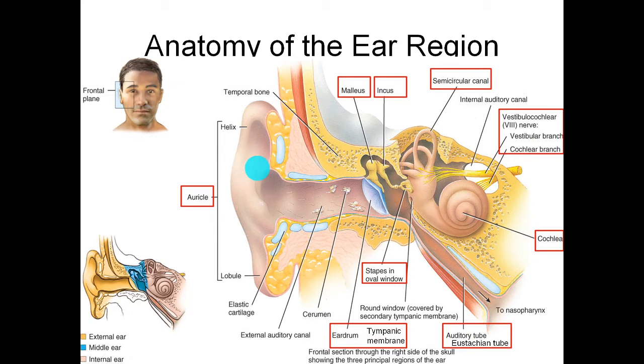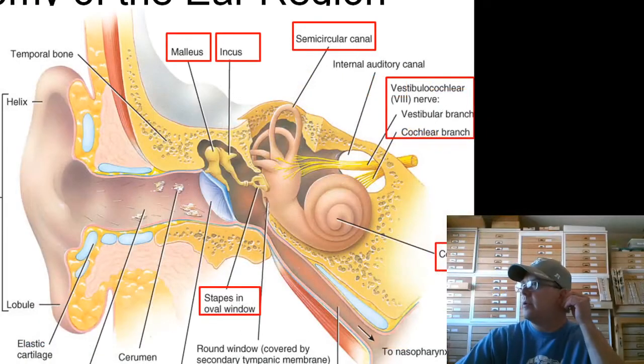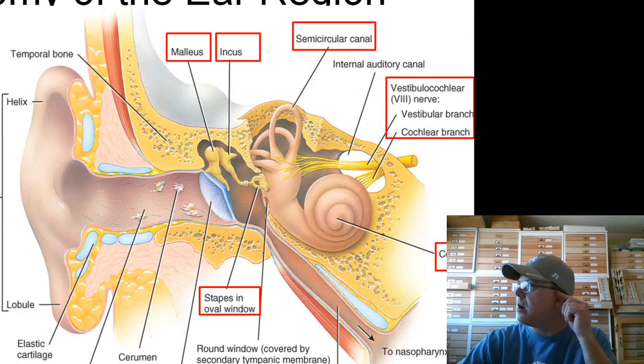Now, really, the outer ear only consists of two things. We have our auricle, which is the part of the ear that you see. It's the ear flap. It's called the auricle. You can also call it the pinna if you'd want. P-I-N-N-A, pinna. But that is the outside flap of your ear. All right? So this is your auricle.